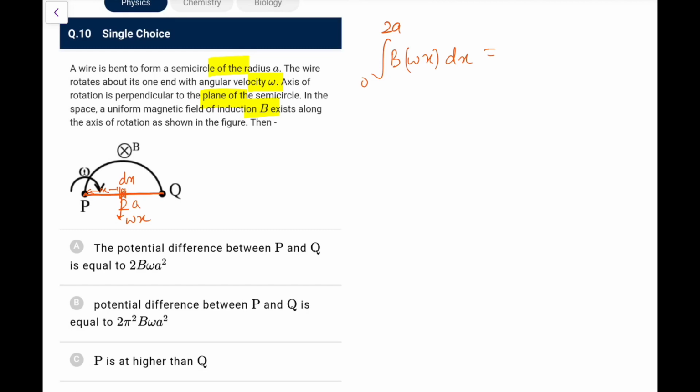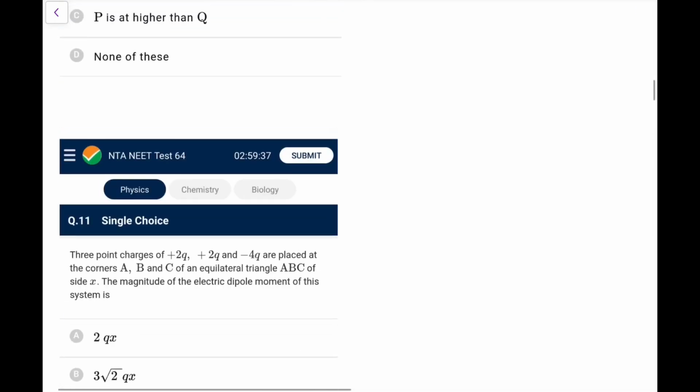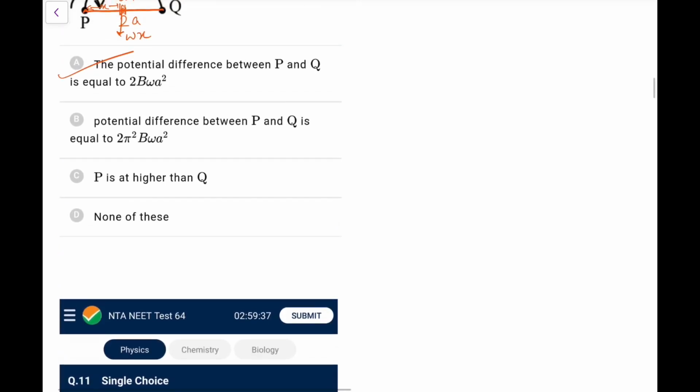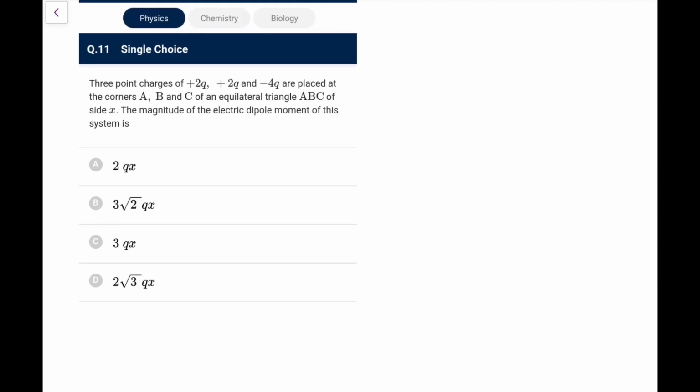So what you will have, B omega, and this would be x square by 2. So 2 common, that would be 4a square minus 0. So it comes out as 2B omega a square. So it is 2B omega a square, that is a magnitude. Now the potential difference is 2B omega a square. That is what you are needed. Now it's your task. Tell me P will be at higher potential or Q will be at higher potential. That's up to you. That option is also given. So definitely that is not marked, so you have got your answer if you are smart enough.